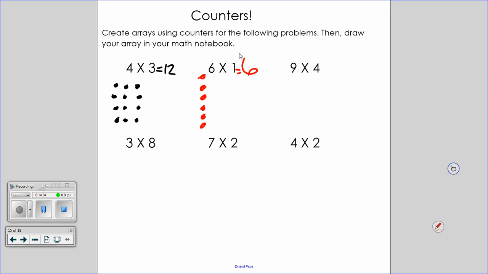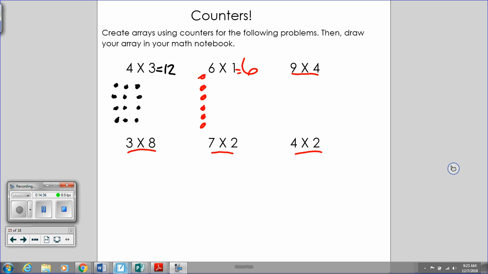Alright, what I want you to do now is you're going to build each of these equations with your counters first. Then you're going to draw a smaller version in your notebook with the answer, with the product. Does that make sense? So build these equations with your counters on your desk, and then when you finish, draw the picture and solve the equation in your notebook. Okay? Alright, get started. 1, 2, 3, eyes on me. 1, 2, eyes on you.